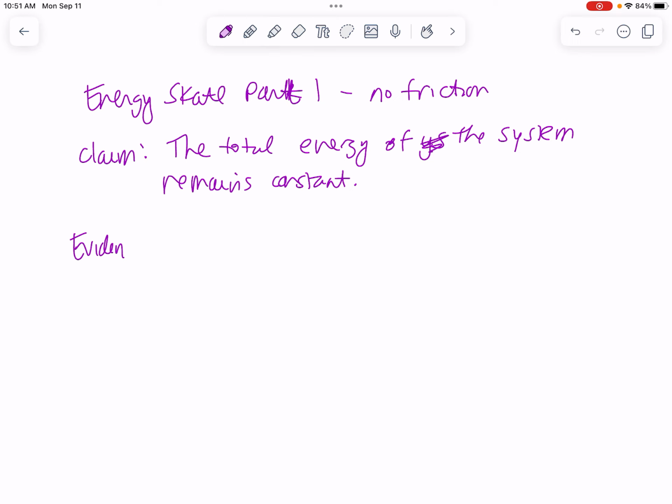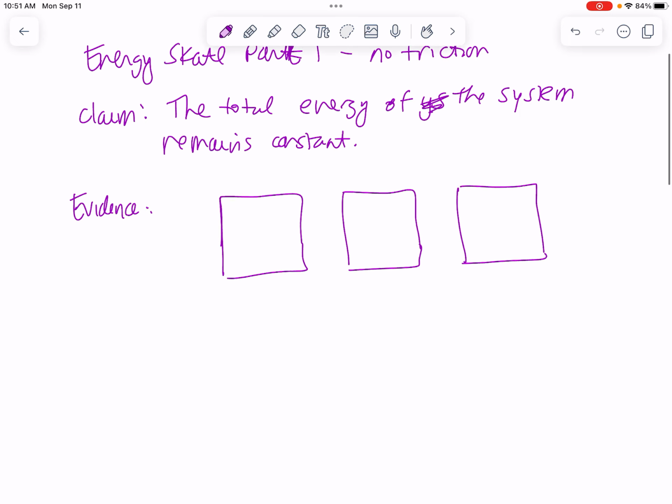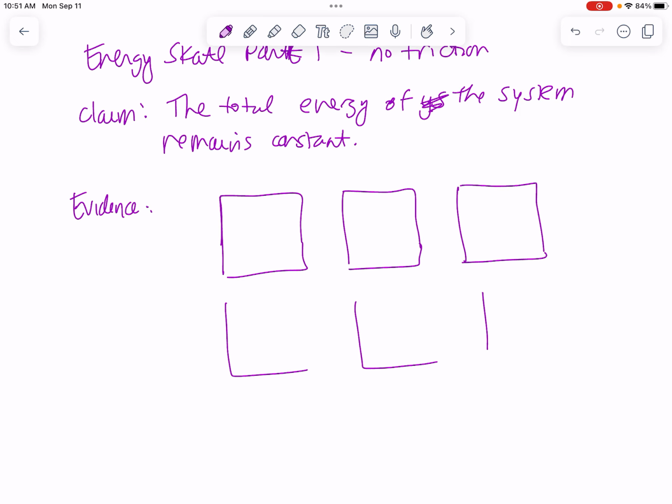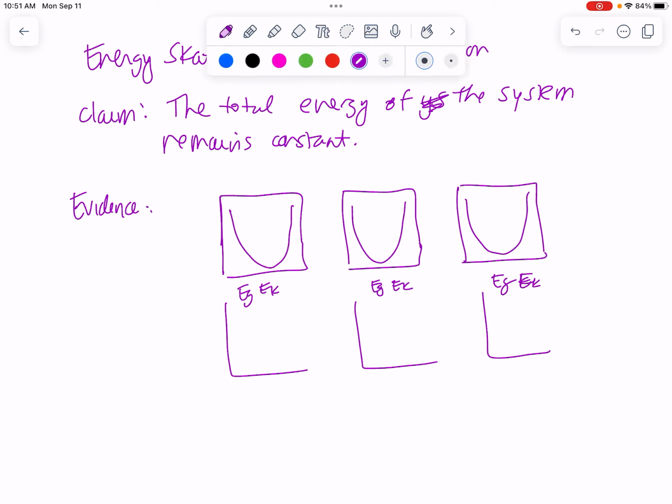Your evidence should have looked something like this in your state diagrams. Here's what I want you to be checking, because this is what I'm going to be looking for. You're going to have your graphs, EG and EK. This one just had EG and EK, so I'm only going to draw those. Let's say your skater started at the top, and then you did middle, bottom, or something like that. I'm looking for the positioning of the skater on the ramp, and I'm also looking for whooshies.